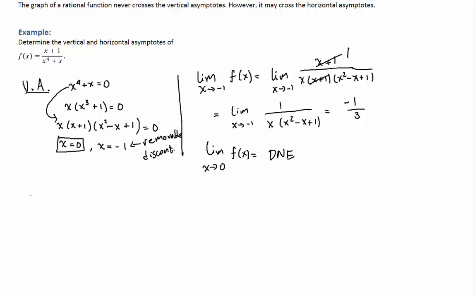So we have one vertical asymptote, and then the horizontal asymptote. We calculate the limit as x goes to positive and negative infinity. We look at both, but in this case, both of them actually match. Notice that the degree of the top is less than the degree of the bottom. So if you wanted to calculate this limit, you will get 0.